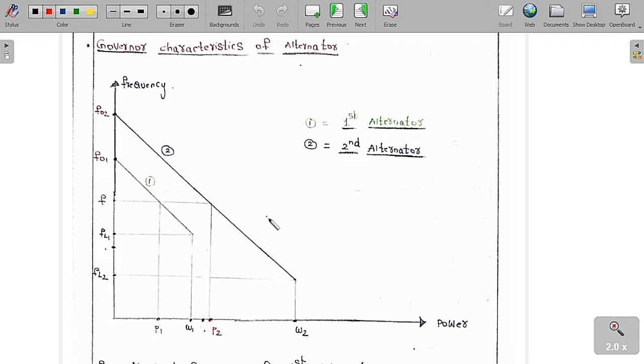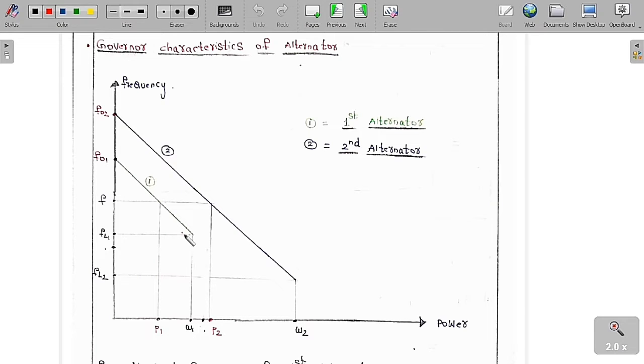Let me take two alternators, alternator 1 and alternator 2. Let me take this graph as belonging to alternator 1 and this one as the graph for alternator 2. So this is F01 and F02. F01 is called the no load frequency of alternator 1, the first alternator. Similarly, FL1 is called the full load frequency of the first alternator. This means if you do not connect any load, the frequency of the alternator is F01, but if you connect a rated load, the full load, the frequency of the first alternator is FL1.